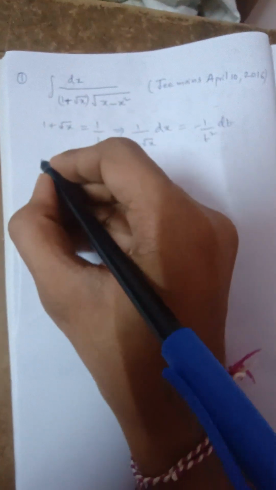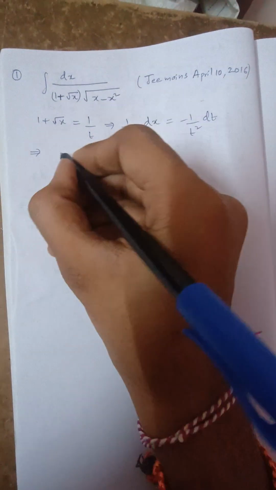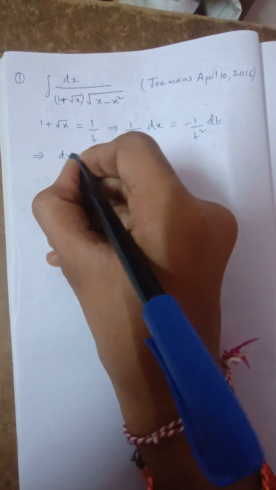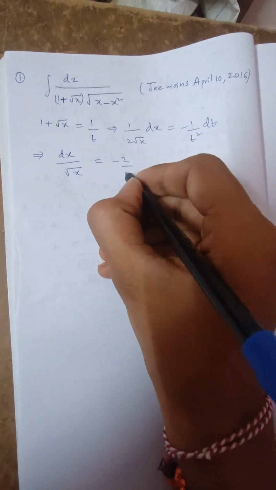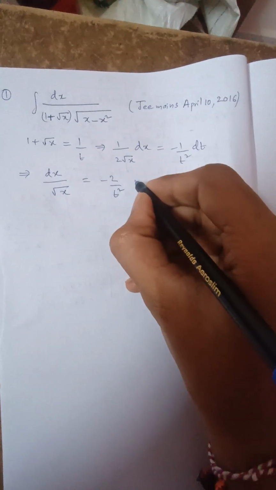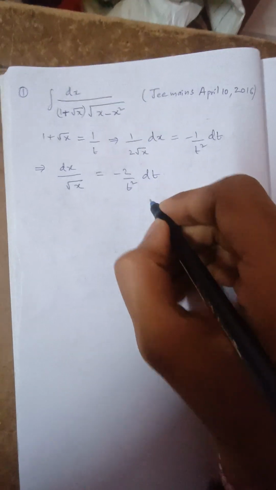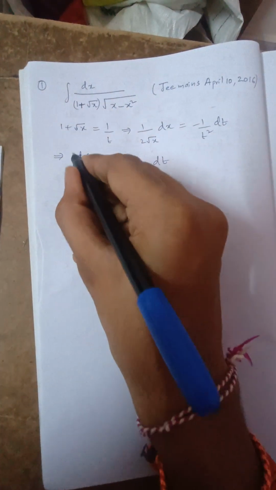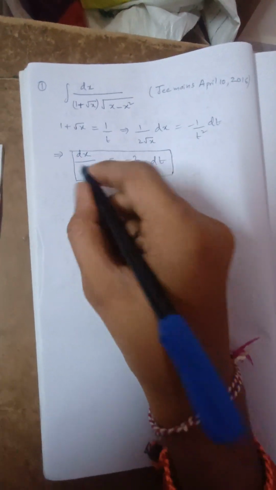So from this, dx by root x is nothing but minus 2 by t square dt. So we can substitute this in place of dx by root x.